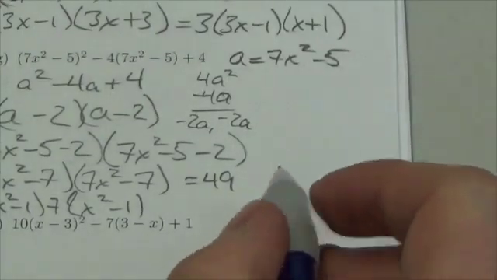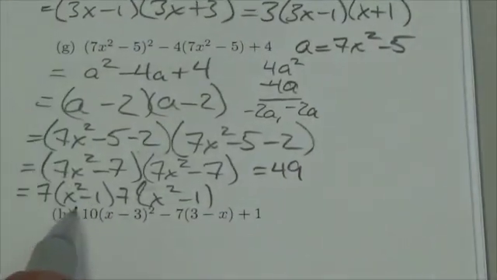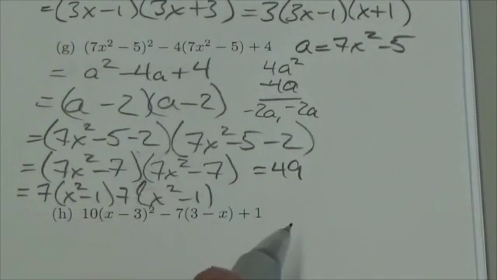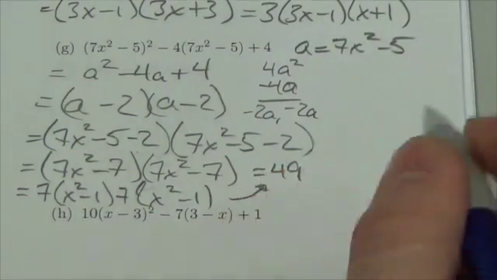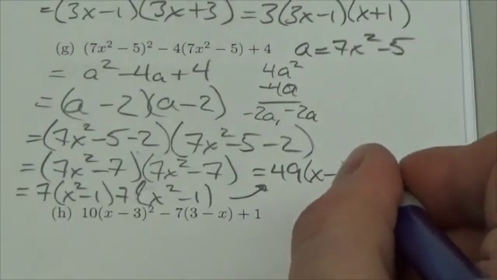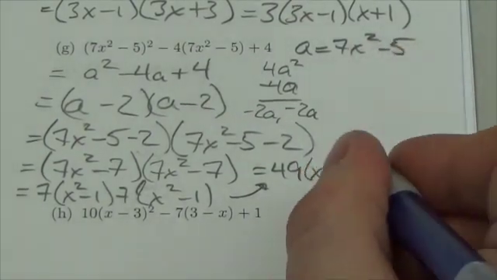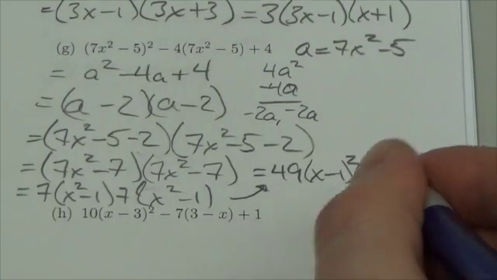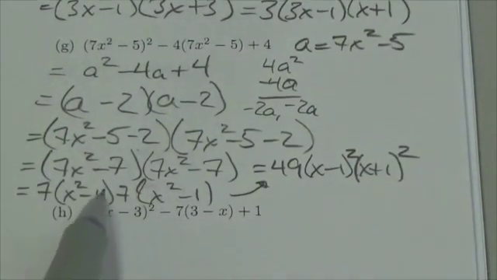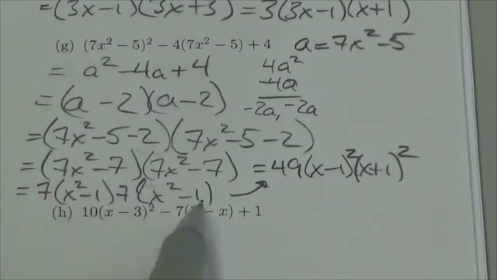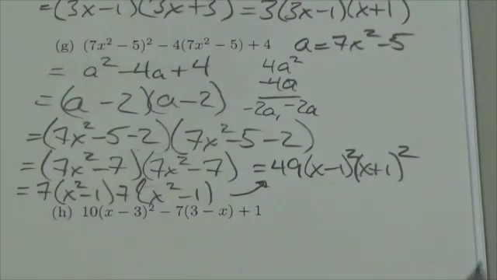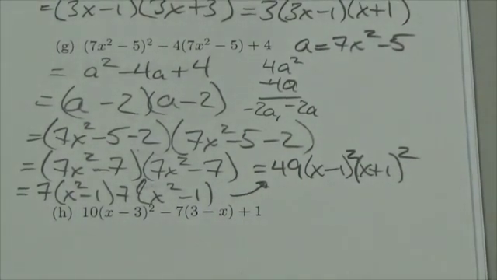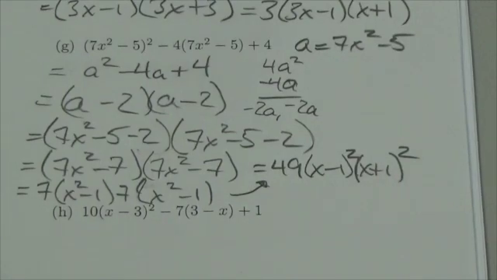But the x squared minus 1 is a difference of squares, and the x squared minus 1 here is a difference of squares. And so this is going to end up becoming x minus 1, x plus 1, and both of those are going to end up being squared because I do that twice. So x minus 1, x plus 1 here, x minus 1, x plus 1 here. And so there it goes, 49 times x minus 1 squared times x plus 1 squared.